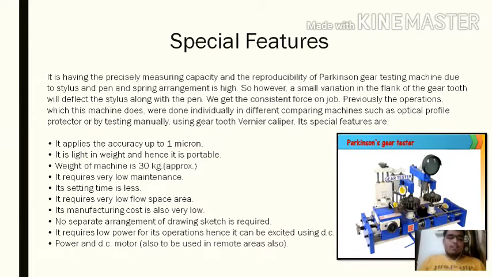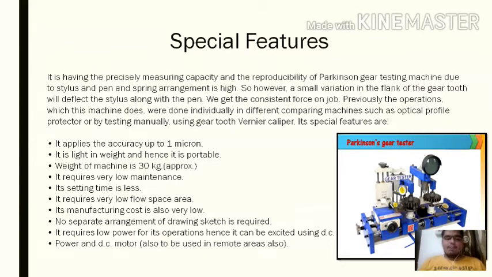Previously, the operations which this machine does were done individually in different comparing machines such as the optical profile projector, or by testing manually using a gear tooth vernier caliper. Its special features which differentiate it from other machines or testers are as follows. First, it provides accuracy up to 1 micron. It is light in weight and hence it is portable. The weight of the machine is approximately 30 kg. It requires very low maintenance. Its setting time is less.